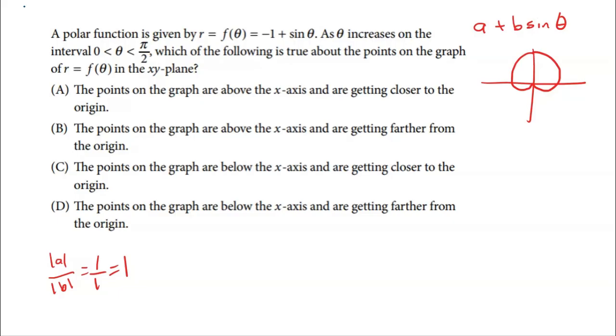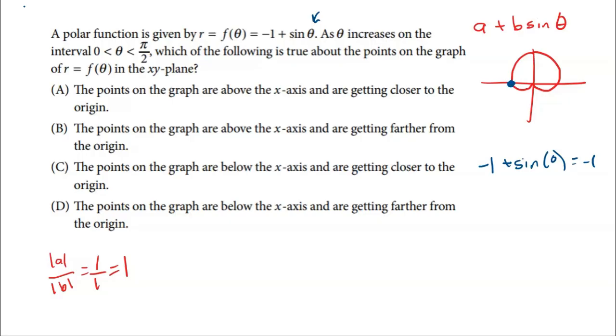So first, let me start off with 0. I actually think about what happens when I plug in 0. So I get -1 plus sine of 0. Sine of 0, I hope everybody knows, is 0. So I get -1 plus 0, which is -1. That means I'm starting right here, at -1.